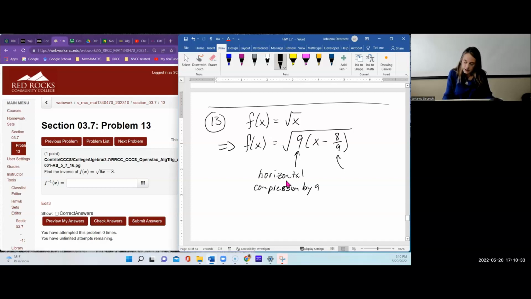Then what's on the inside tells me it's moved left or right because it is subtracted from x. Because it's inside the operation, the square root, it does the opposite to what I expect, and it moves it to the right 8/9.